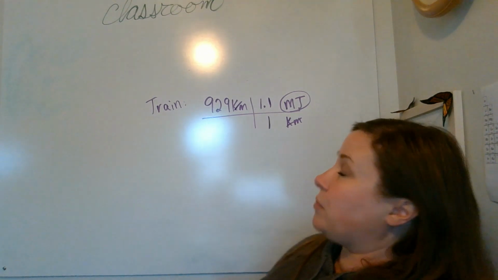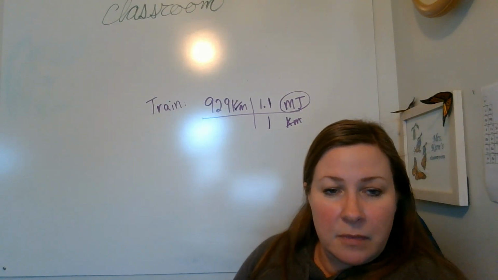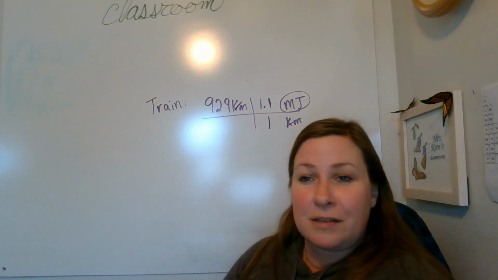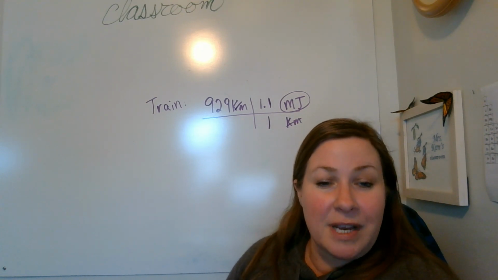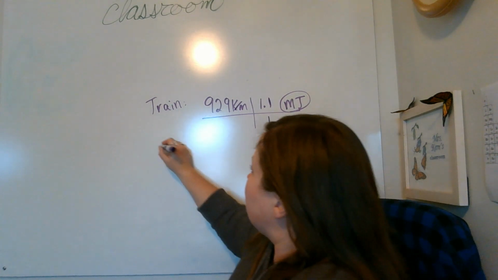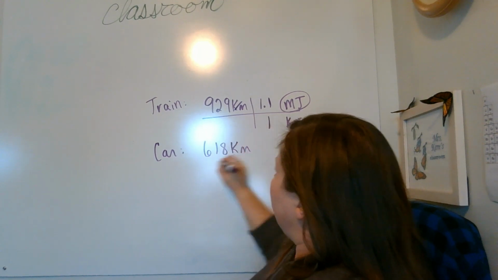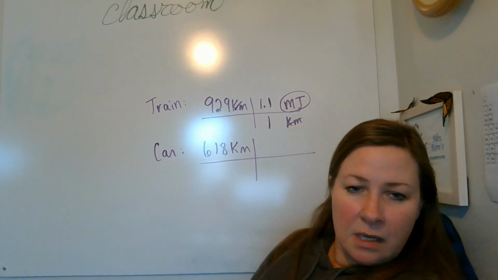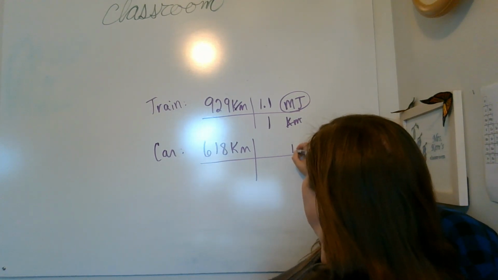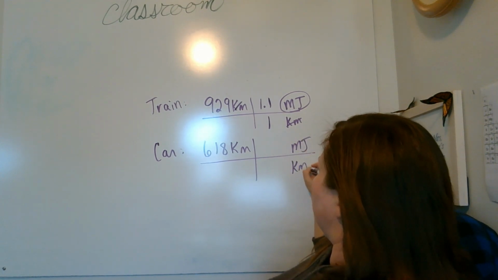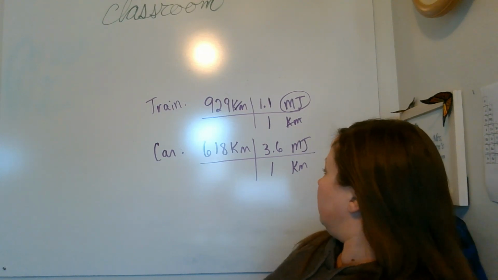So we're going to take 929 times 1.1, and our answer, of course, is going to be megajoules. And I'm going to let you do the math. You shouldn't have trouble with this part. So for the car, we're not going as far. It's a shorter distance. It's 618 kilometers. And for the car, it's 3.6 megajoules per kilometer. So this will be 3.6, and that'll be 1 kilometer on the bottom.